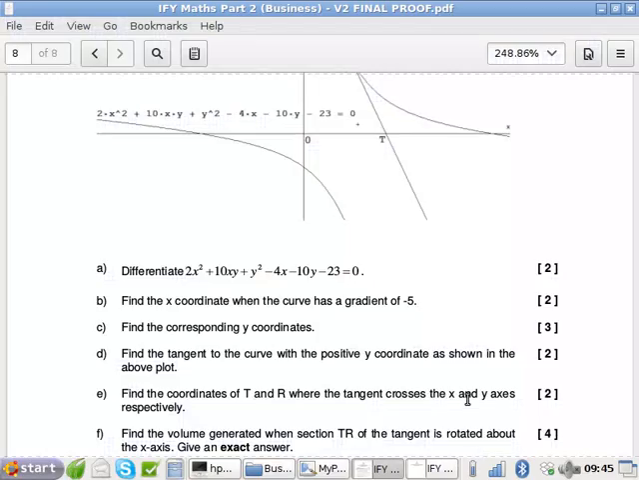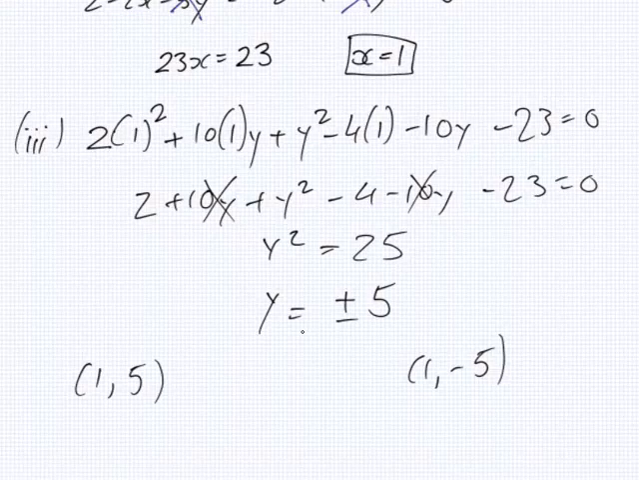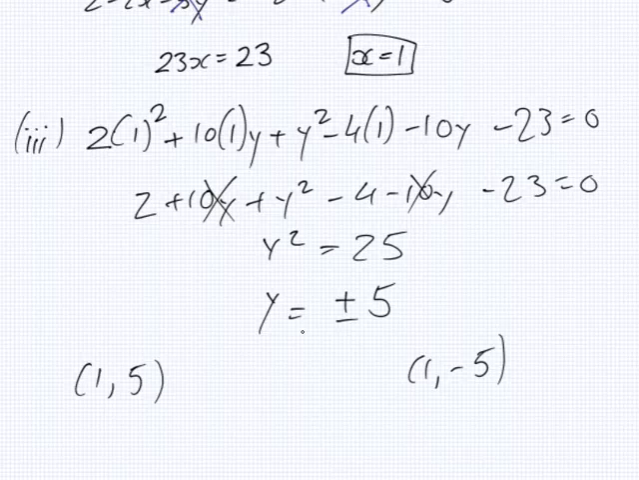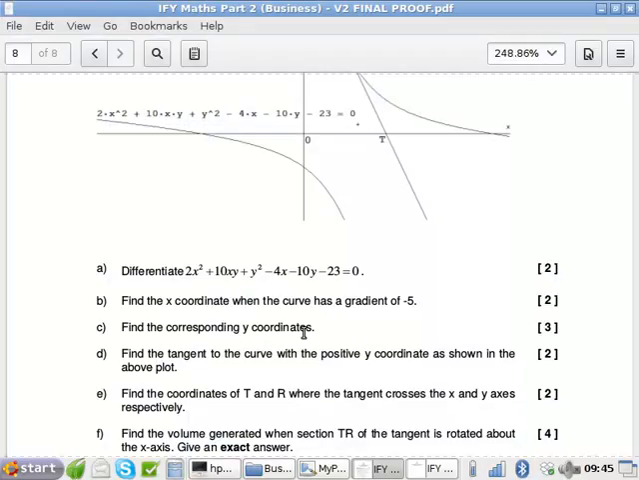Now, it only wants one y value? Well, no, it says corresponding coordinates. Yeah, both answers. Maybe for the next part we have to choose one. It hasn't said anything about the tangent yet in the question. It's probably the positive one, yeah. So the next part is the tangent for the positive y value.